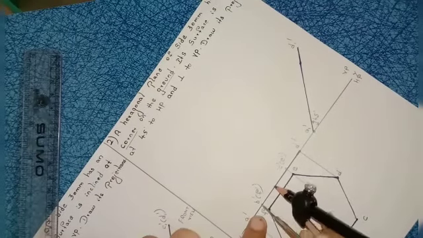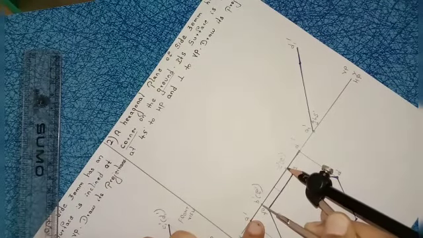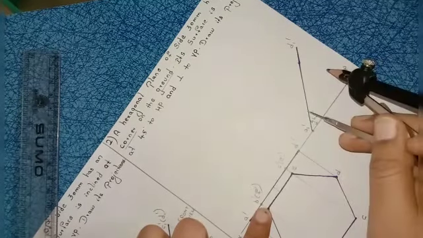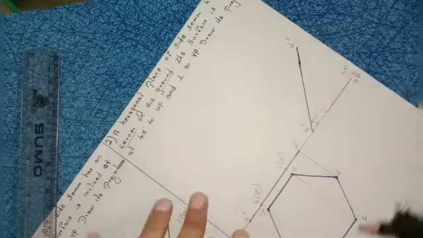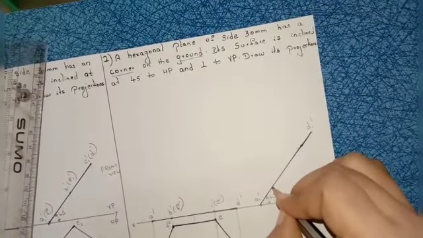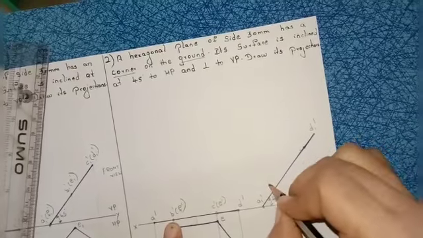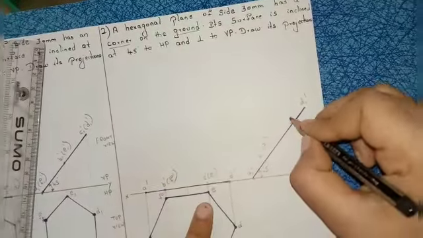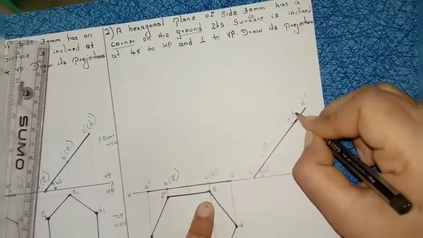Again from B to C, I will take this distance with compass. You should take correct distance. Again from B to C, I will mark the point. Just simply mark a small point there. I will name this point as, what next point here? B1 dash of F1 dash, and this point is C1 dash of E1 dash.